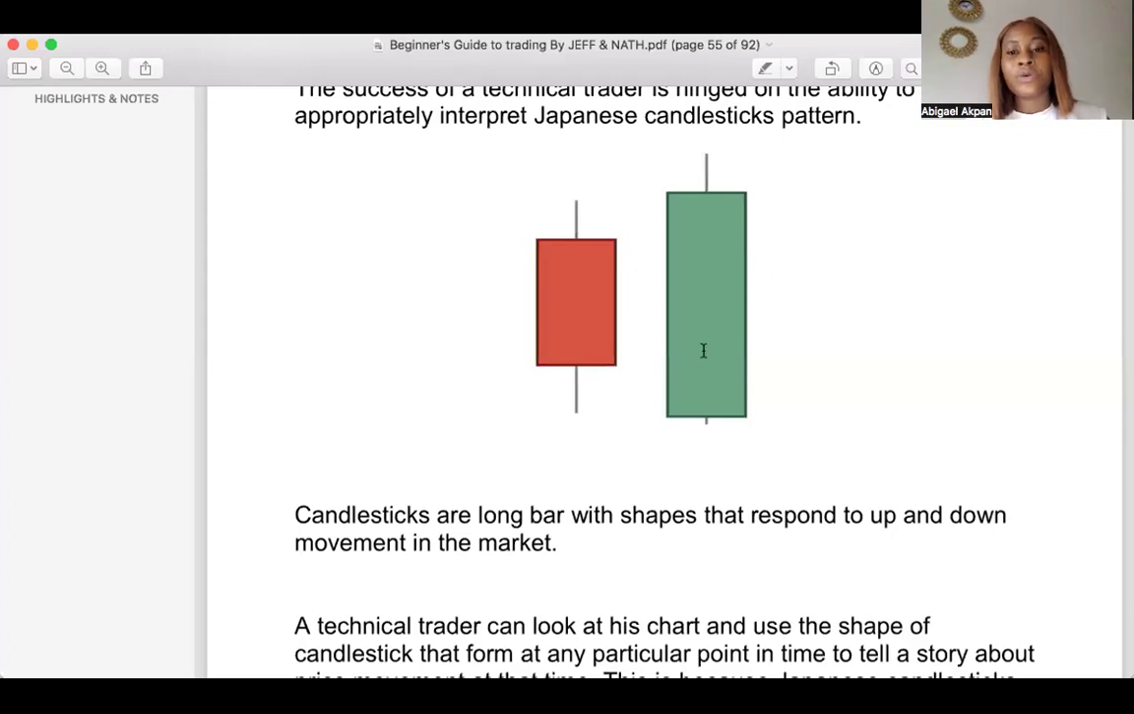Now, this is what we call candlestick formation. Mind you, this is a bearish candle, and this is a bullish candle. Are we together? This is a bearish candle, and this is a bullish candle.